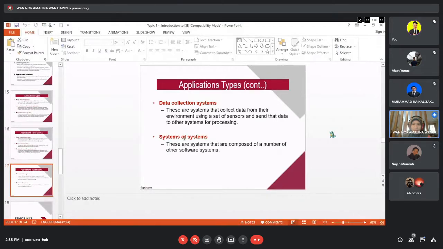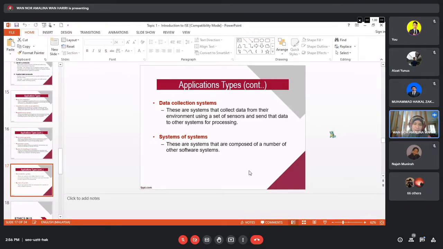Then we also have data collection systems, yeah. These are the systems that collect data from the environment using a set of sensors and then send the data to other systems for processing. For example, weather systems. Okay, they collect data from the environment, collect data about the precipitation and so on, and then they try to forecast the weather for the upcoming days, for the upcoming months probably.